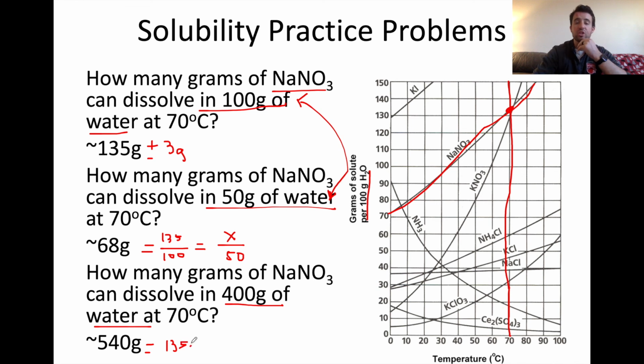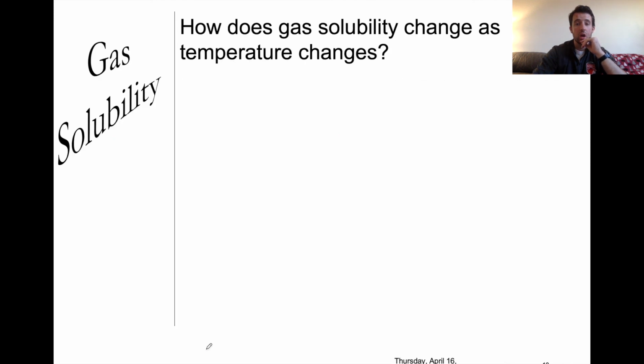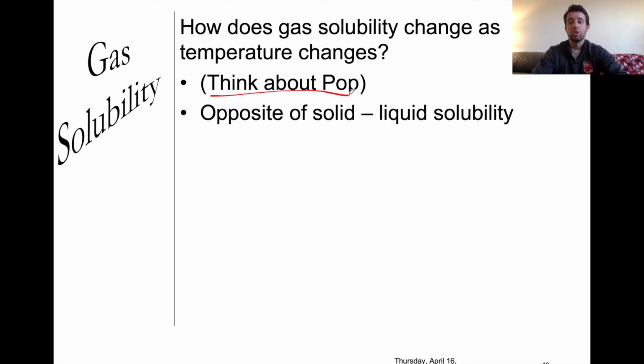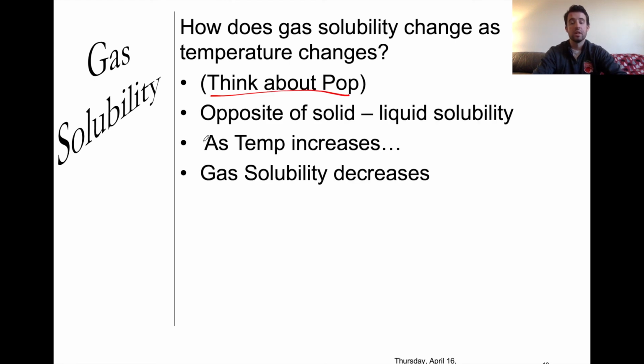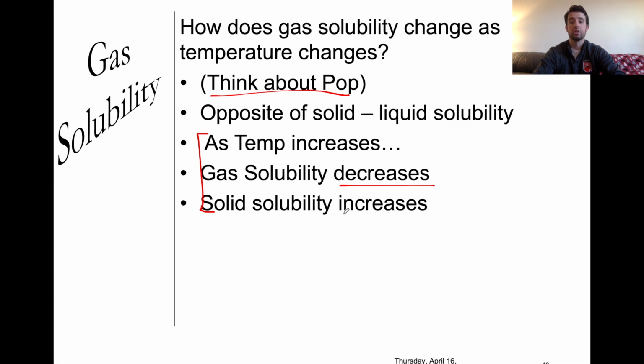We talked about this a little bit, I kind of alluded to it. How does gas solubility change as temperature changes? As temperature increases, gas solubility is going to decrease. You want to think about pop here. And keep in mind that it's the opposite of solid liquid solubility. So I would definitely write this down. As temperature increases, gas solubility is going to decrease, but solid solubility is going to increase.